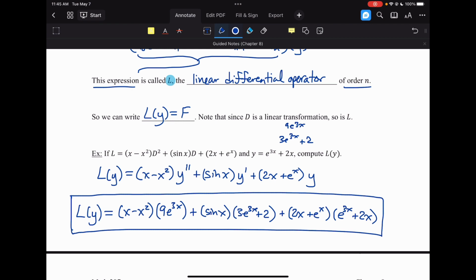So this is the kind of general expanded form of the differential equation. So this version of L of y and this version of L are equivalent to each other. They represent the same thing, but again, the D notation and the L notation gives us kind of this shorthand so that we don't have to write it out expanded like this every single time.